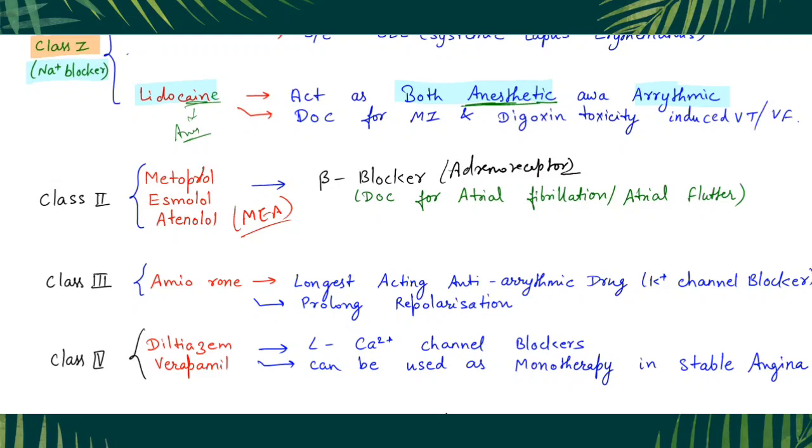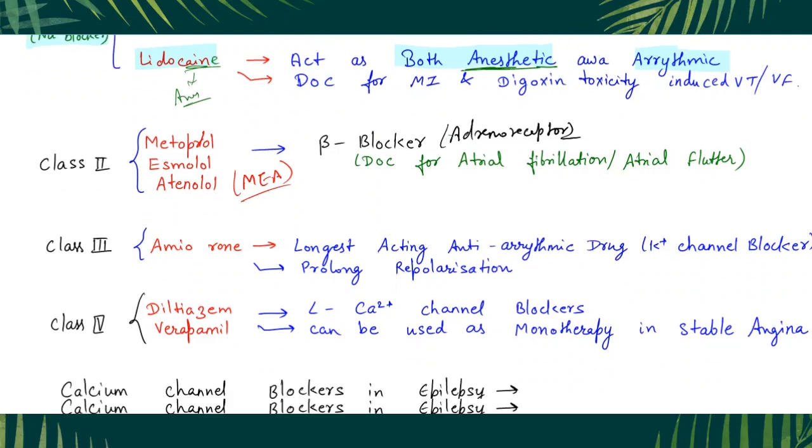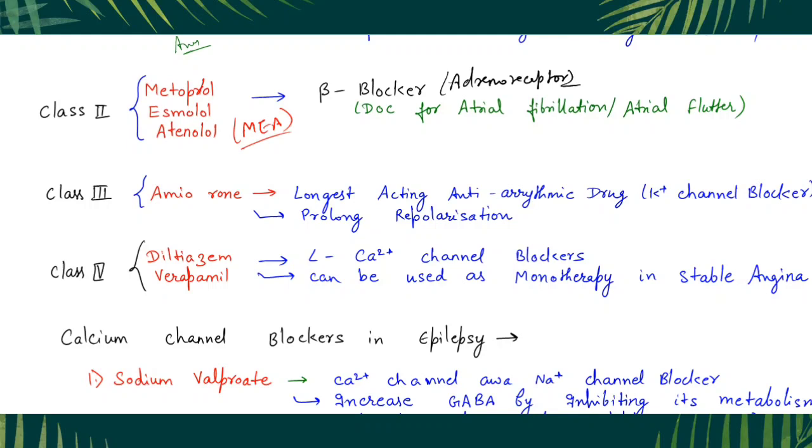Then class 3 is amiodarone. Amiodarone is the longest acting antiarrhythmic drug. So what is the longest acting antiarrhythmic drug? That is amiodarone. And what do they cause?